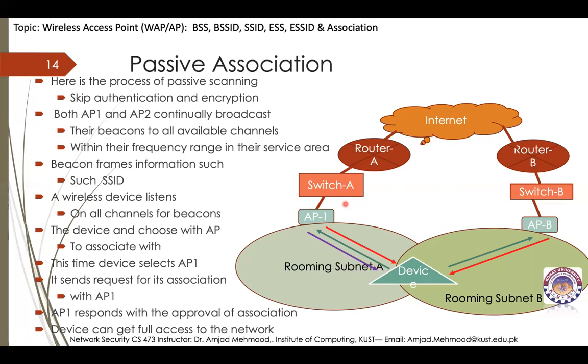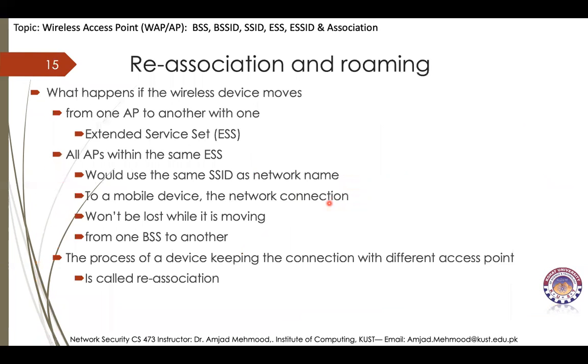So the basic difference between active and passive association is that in active association, the initialization of association is done from the device, whereas in passive association, the process of association is started by the access point. So this is the main difference between these two.